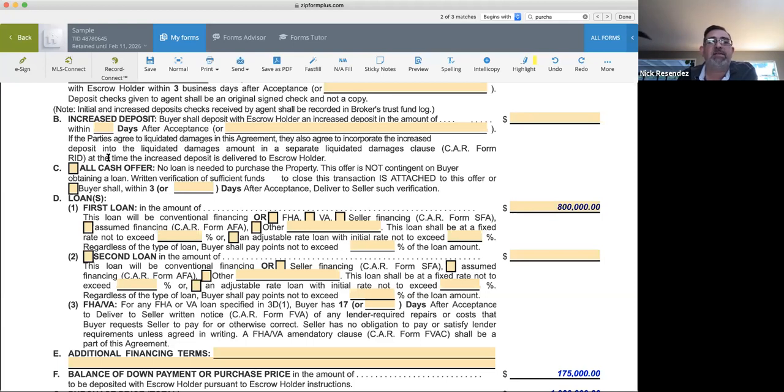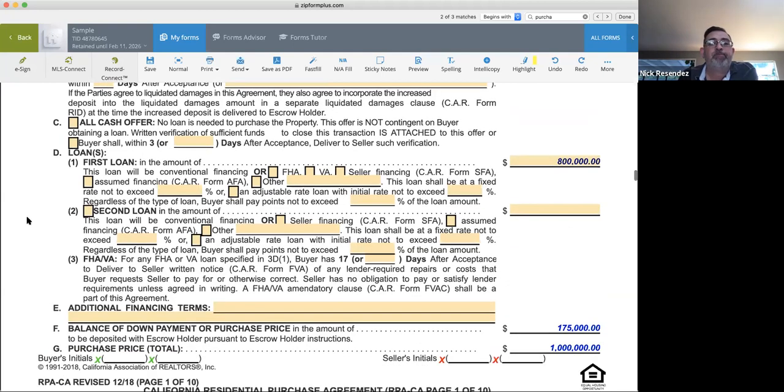Okay, so that was one recent instance of when that was a pretty valid reason to use that paragraph. For the most part, I haven't seen it used in over a decade, so you're probably not going to use that paragraph. C, all cash offer. No loan is needed to purchase the property. This offer is not contingent on buyer obtaining a loan. Written verification of funds is attached. So for cash, the default is that you are going to provide your proof of funds with the offer, okay? So it's attached, and that's it.